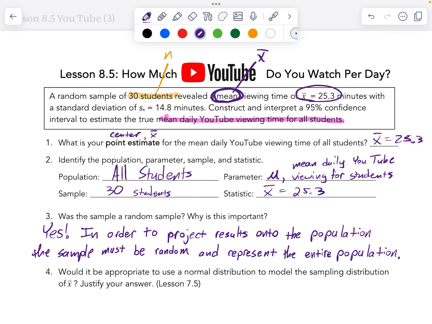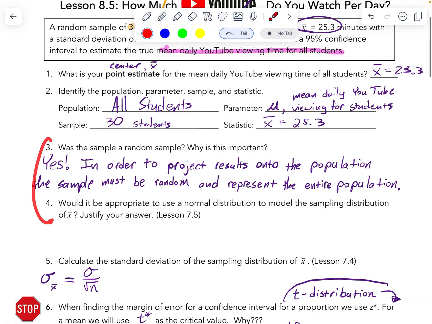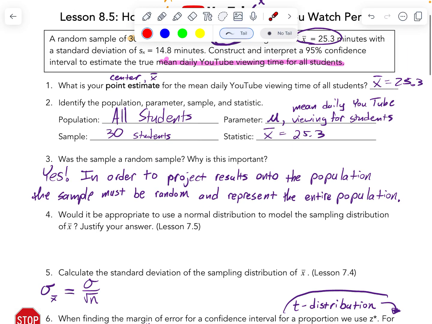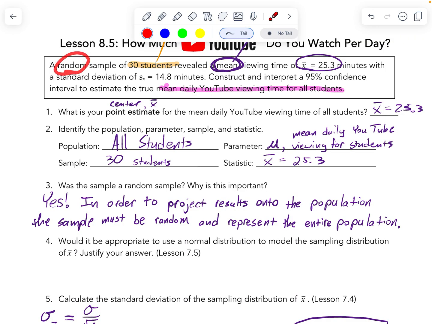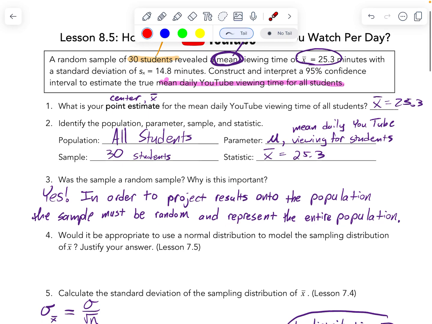Okay. The first couple questions here are getting into conditions. Just like earlier in the chapter, the sample must be random. Was it random? Yes, it says random right here. It's important because if we want to project our results onto the entire population of all students, the sample has to be random, and it has to accurately represent the entire population.